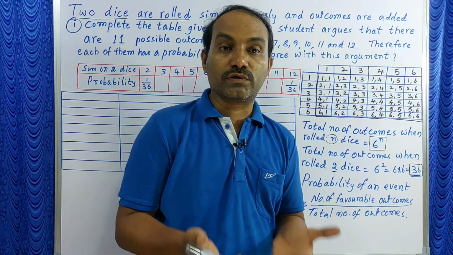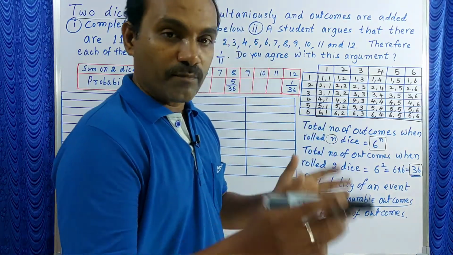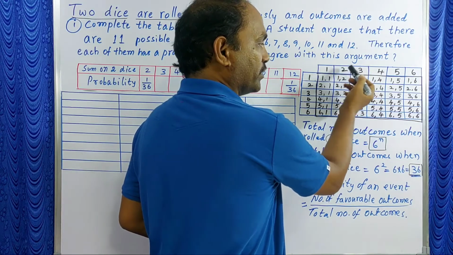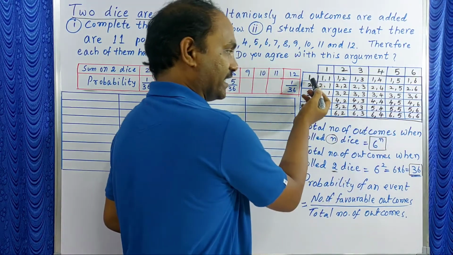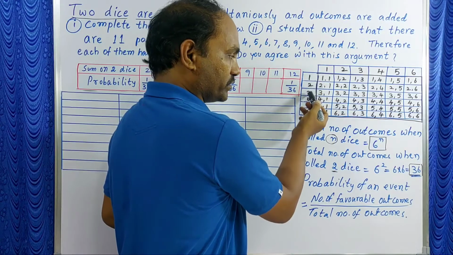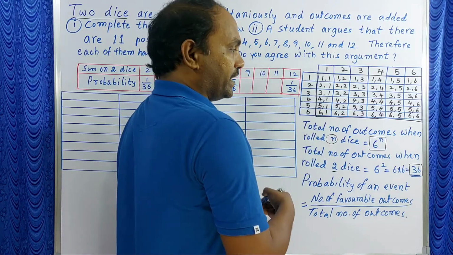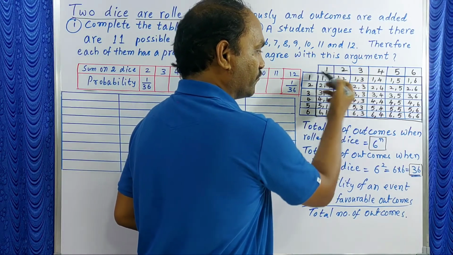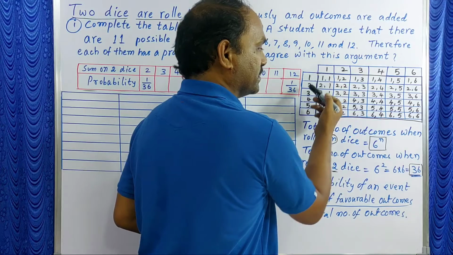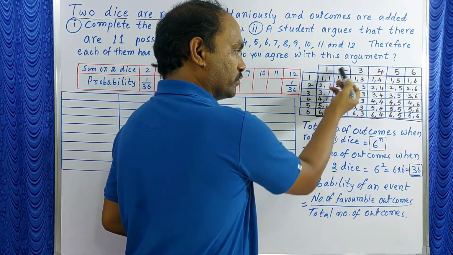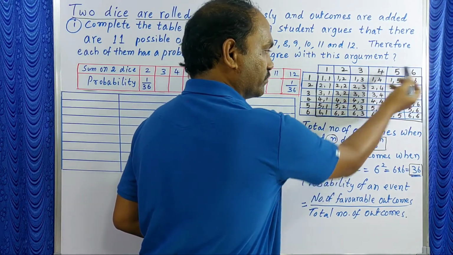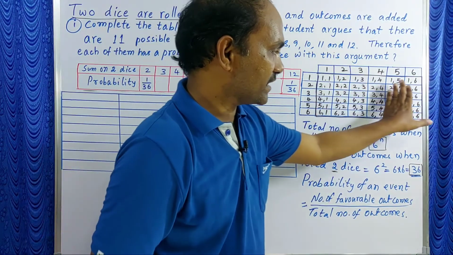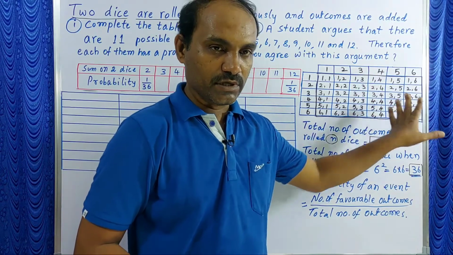Let us check what those outcomes are. For that you should write like this. First die outcomes 1, 2, 3, 4, 5, 6. Second die outcomes vertically 1, 2, 3, 4, 5, 6. And (1,1), (1,2), (1,3), (1,4), (1,5), (1,6). Next (2,1), (2,2), (2,3), (2,4), (2,5), (2,6). Like this you can complete the table. These are the 36 outcomes.